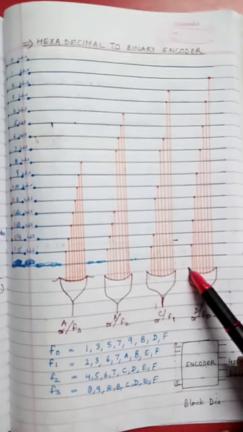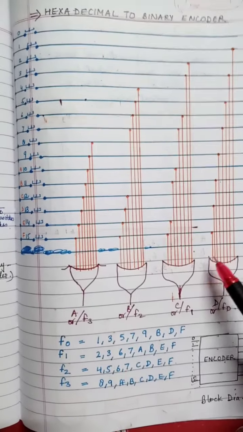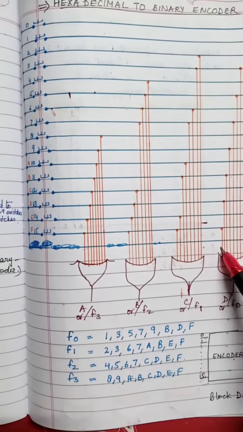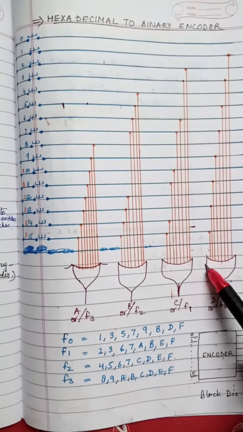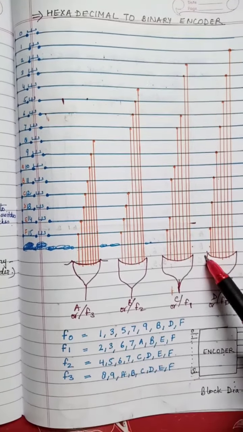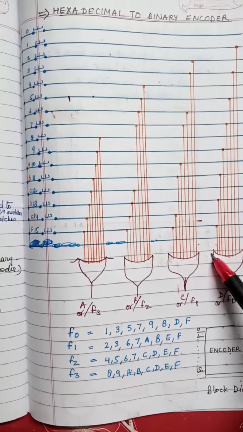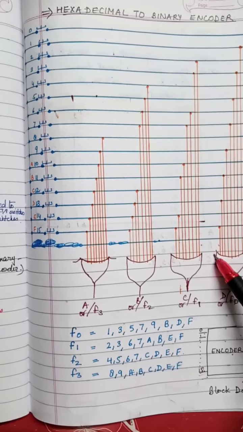Now come to the logic circuit diagram. If you have been asked to make the truth table, then you will be making the truth table. Otherwise, if the logic circuit diagram is needed, then you will be making the logic circuit diagram only. No need to make the truth table in that case. Okay.